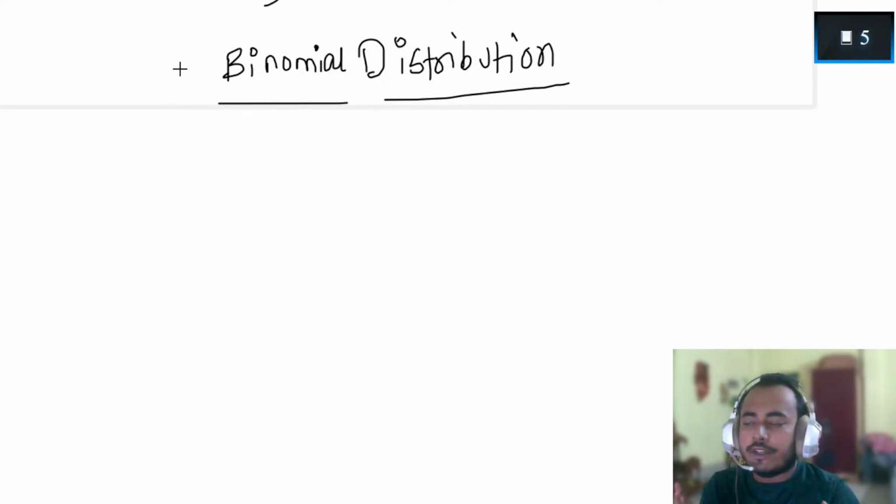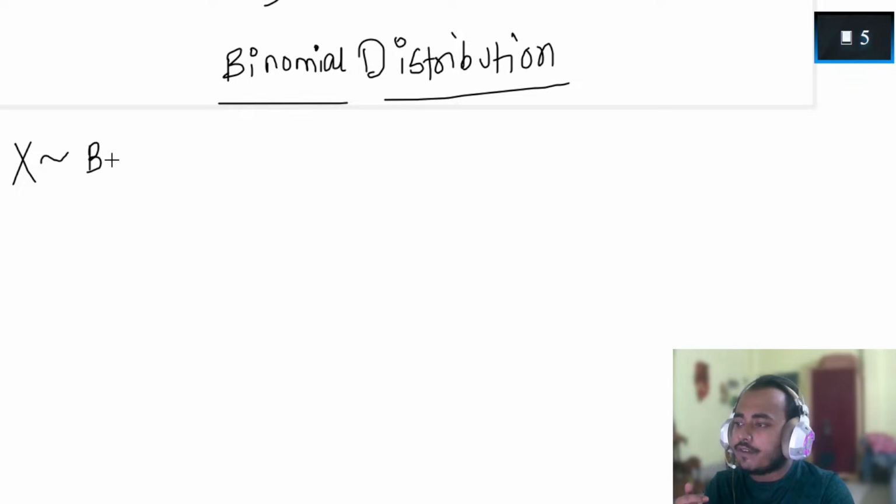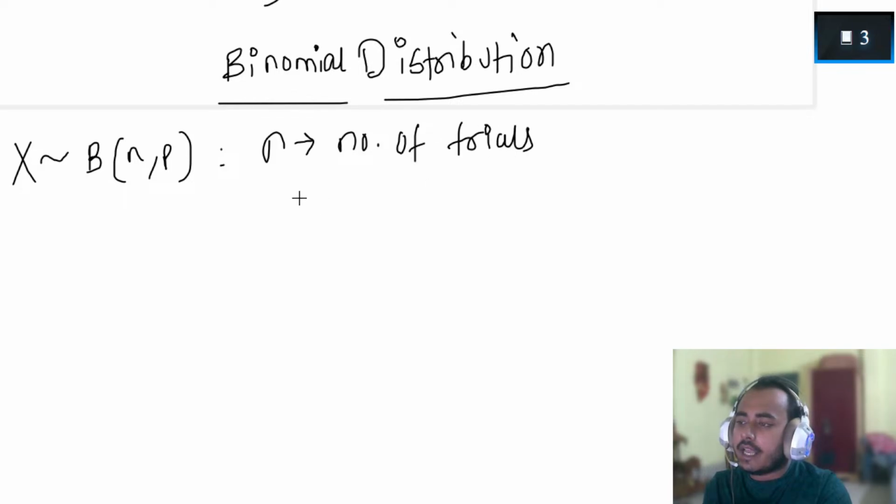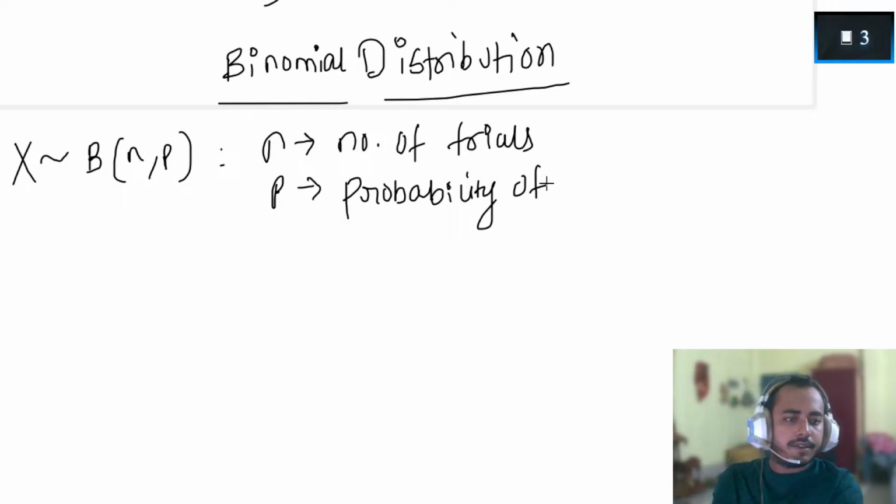Now, what is the binomial distribution? Binomial distribution can be defined if you have a random variable x. This x follows a certain distribution which we generally write like this, b, and the binomial distribution is said to have two parameters, n and p, where n is called the number of trials and p is called the probability of success.